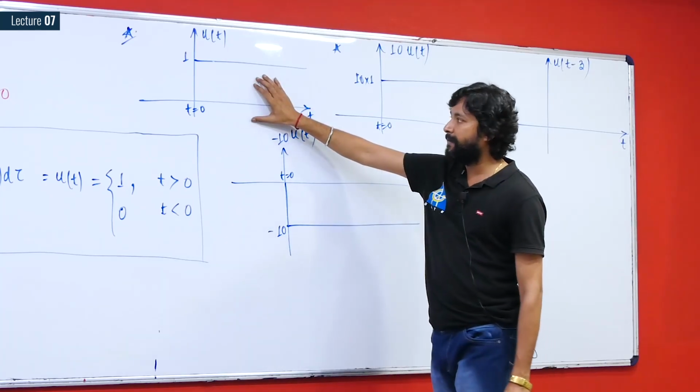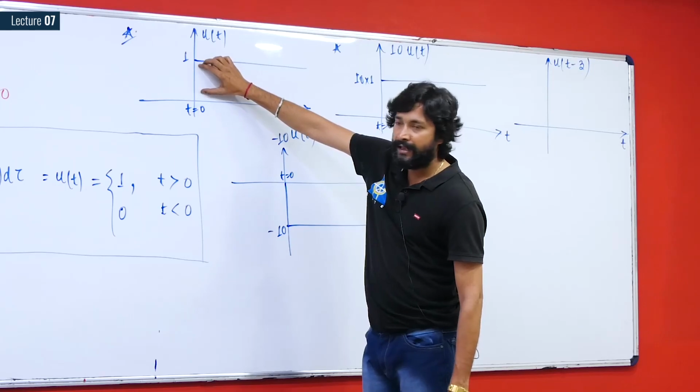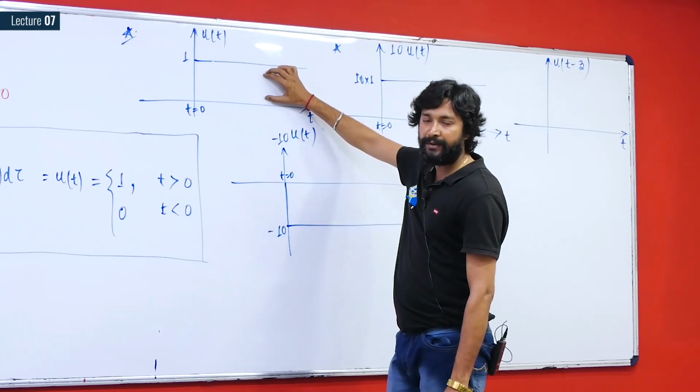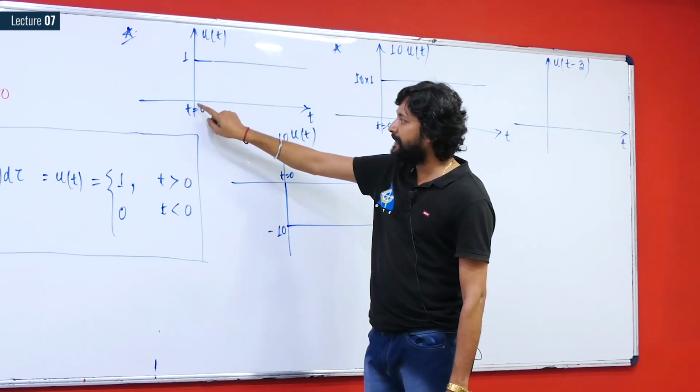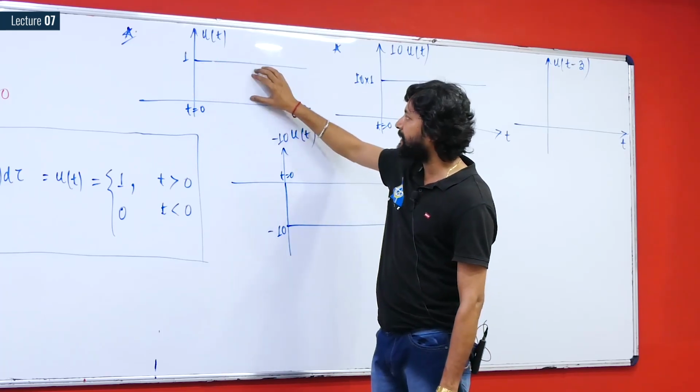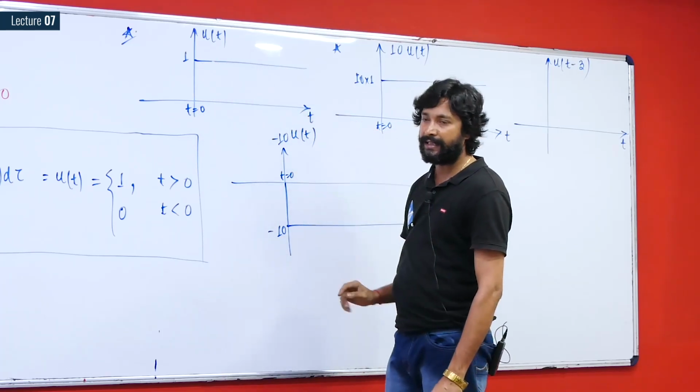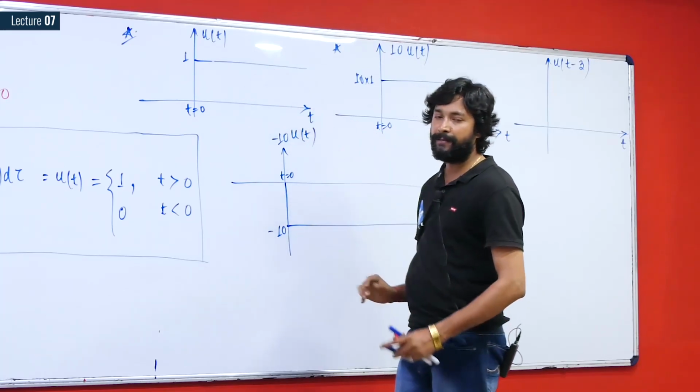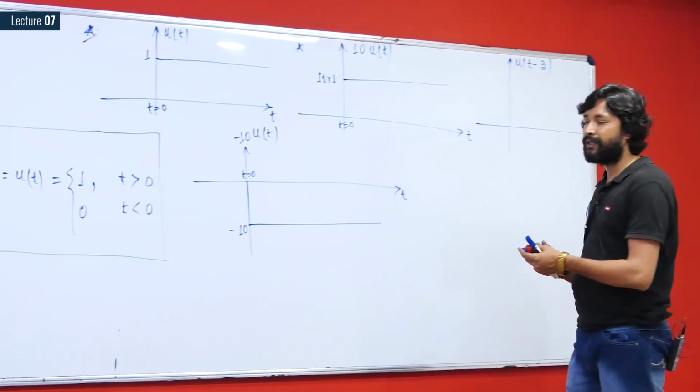So if it is u of t, and you have taken this signal and shifted it for a duration of 3 seconds, then if the signal is starting from 0, that signal will be starting from t equals 3 seconds. You have just delayed this function, you have slid this function 3 units towards right hand side.